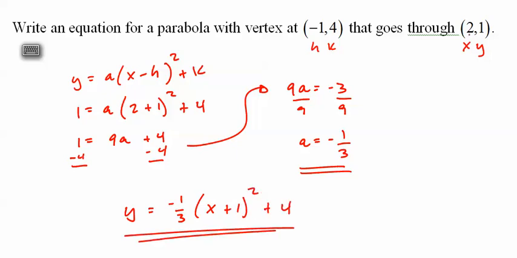Check it to make sure you did it right. Put the 2 in. 2 plus 1 is 3. Squared is 9. Negative 1/3 of 9 is negative 3. Plus 4 is 1. Works. A lot of math. Good luck.